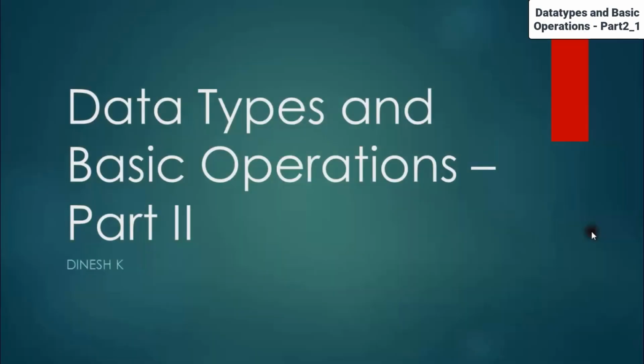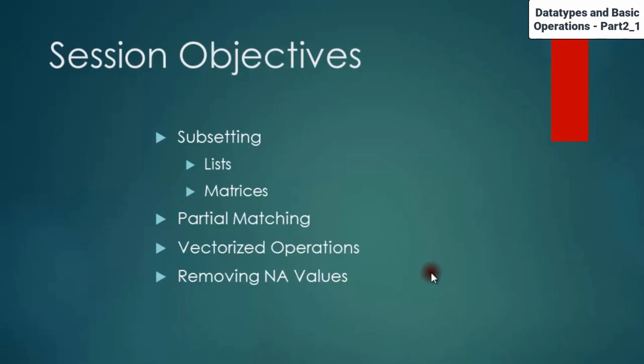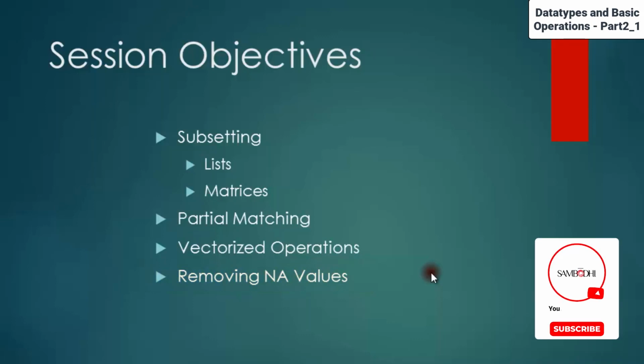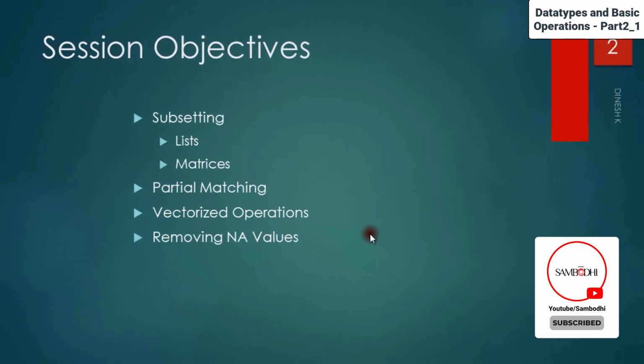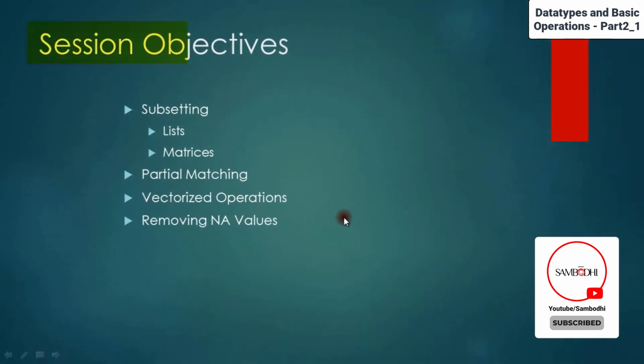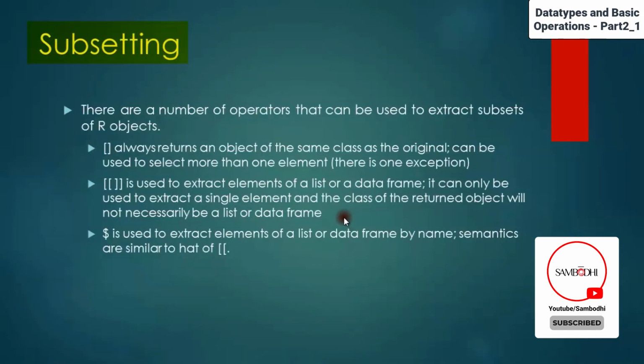Now welcome to the next session in data types in basic operations. This session will have the following objectives. We will see about subsetting in lists as well as matrices. We will see about partial matching, vectorized operations, and removing NA values in detail. We saw removing NA values in the previous session, but we will see it in more detail in this session. Subsetting. What exactly is subsetting?